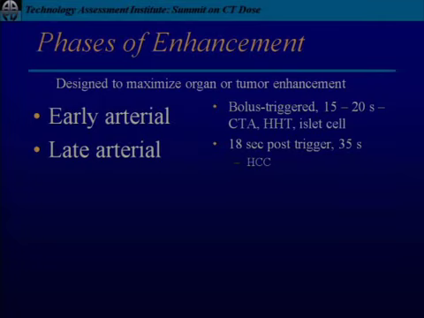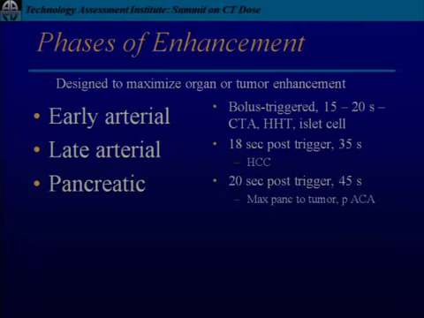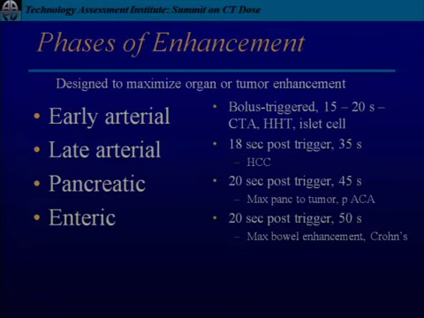Those occur about 35 seconds later, and we use that for the most common liver tumor, hepatocellular carcinoma. Our pancreatic phase, you can see, occurs about 45 seconds after injection, and we use that for pancreatic tumors. For the enteric phase, that's the point of maximal bowel enhancement, and we use that for Crohn's. That's about the same time as the pancreatic phase.